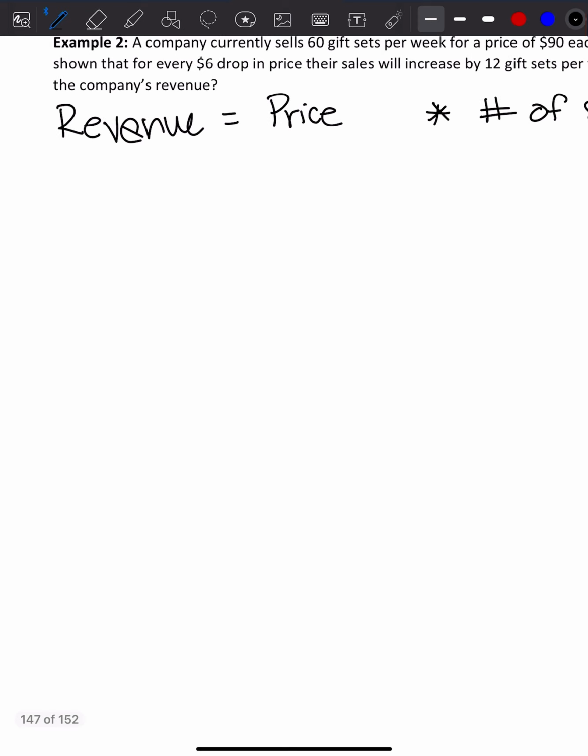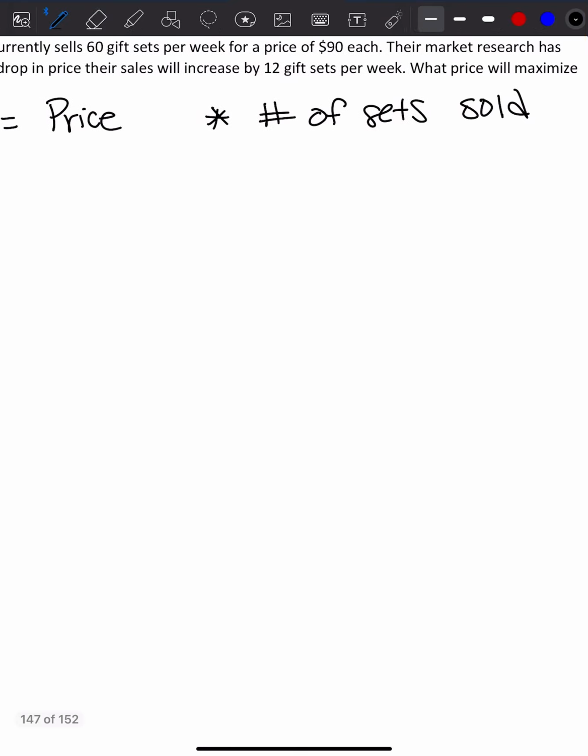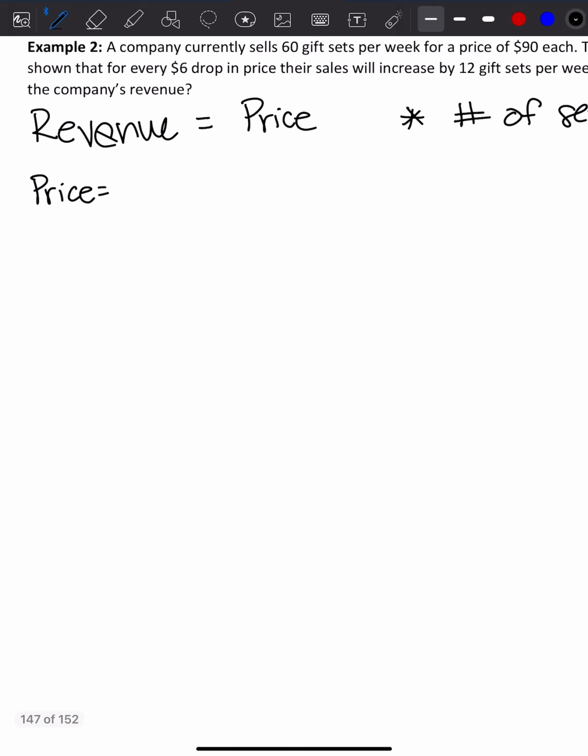So we're going to make two different equations. We're going to make a price equation and a number of sets sold equation to help us out here. So let's start with price. A company sells 60 gift sets per week at a price of $90, so we're going to start at this $90 price. Market research has shown that for every $6 drop in price, there's an increase in gift sets. So if we start at $90 per gift set, and they're talking about a price drop every $6, we're going to take away $6.